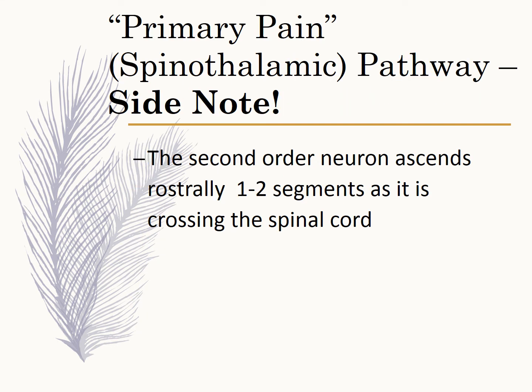Here we have another side note, this time related to the second order neuron. Evidence suggests that the second order neuron ascends rostrally 1 to 2 segments as it is crossing the spinal cord; it doesn't go straight across, but it ascends slightly as it crosses. Again, this is a side note, so please just tuck it off to the side of your brain. But we'll come back to this when we are talking about a particular spinal cord injury.